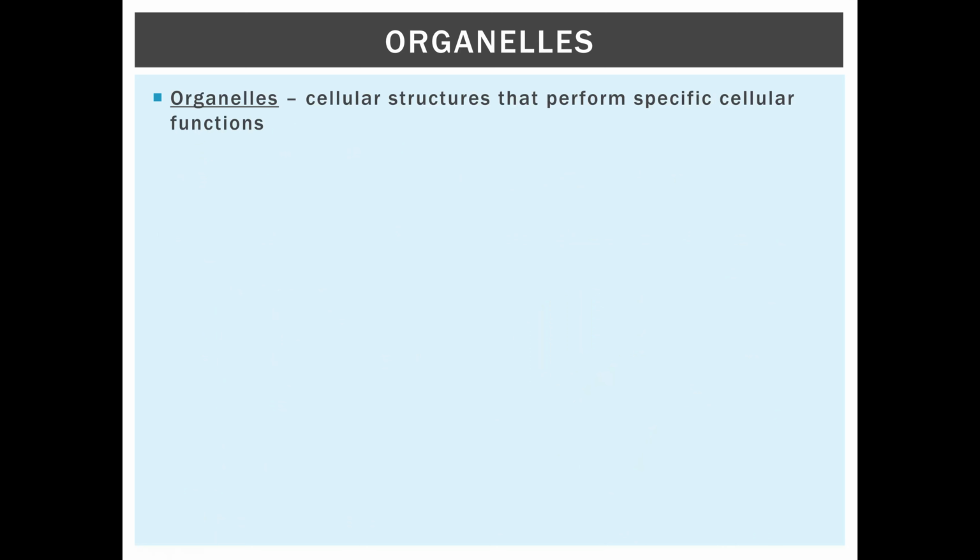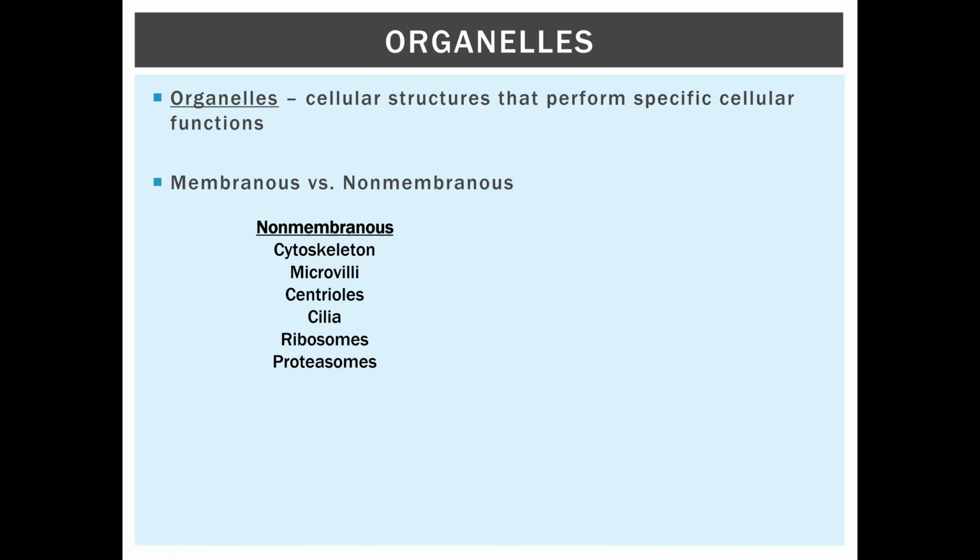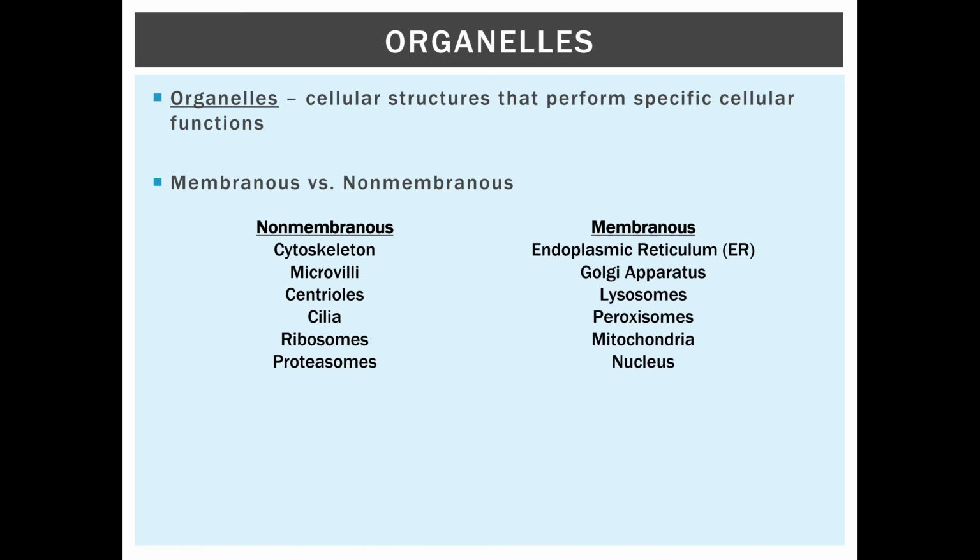So the organelles are the cellular structures that perform specific jobs within the cell. There are two broad classes of organelles, those that have membranes and those that do not. The non-membranous organelles are the cytoskeleton, the microvilli, the centrioles, the cilia, the ribosomes, and the proteasomes. And the membranous organelles are the endoplasmic reticulum, the Golgi apparatus, lysosomes, peroxisomes, mitochondria, and the nucleus.